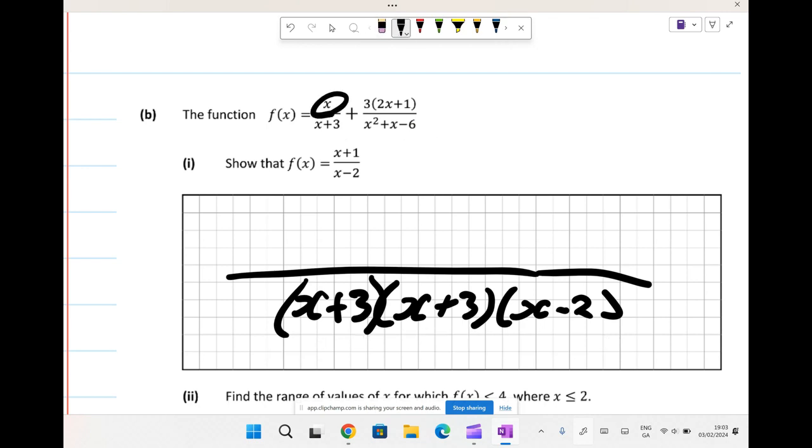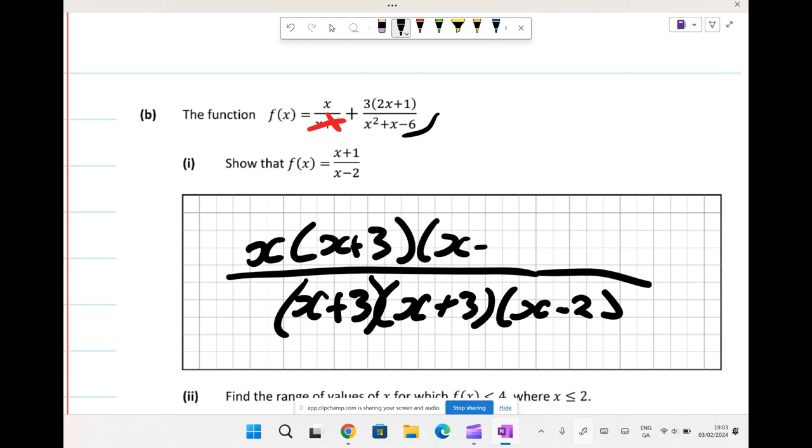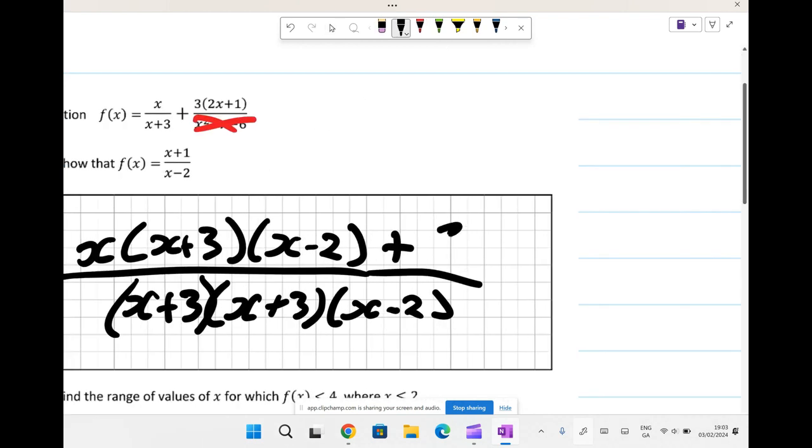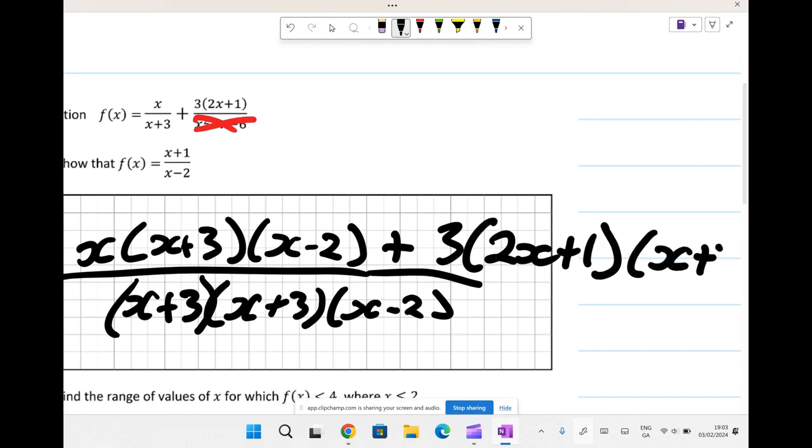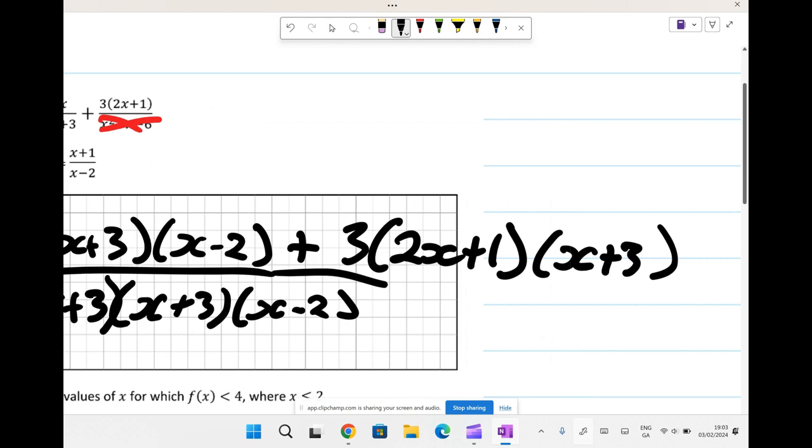Okay, great. Now we're going to write this term and multiply it by this because we're covering up what it's sitting on top of. So let's do x times x plus 3, x minus 2, because we factorized that. Okay, and now we're going to add this multiplied by whatever we're not sitting on top of, so it's x plus 3. So now let's add 3 times 2x plus 1 times x plus 3. Okay, great.